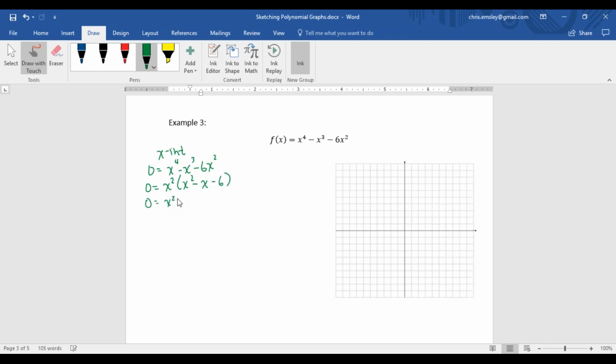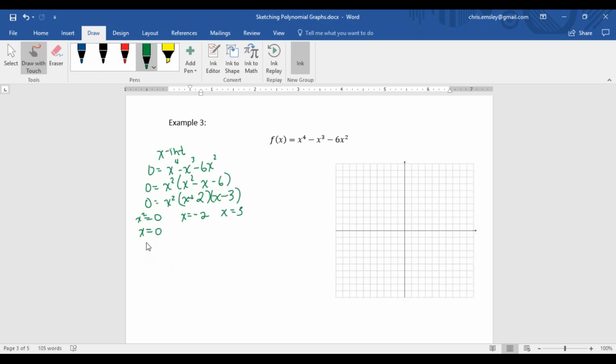And then that factors a little further. You can factor this into x times x. And 6 would be 2 times 3. To get that negative x in the middle, we would need a minus 3 and a plus 2. So we set each one of these terms equal to 0. One of our intercepts is going to be at x equals 0. Next one at x equals -2. And this one at x equals 3.